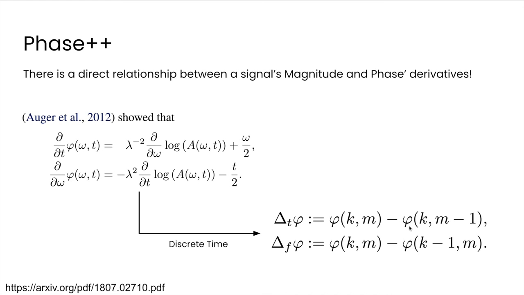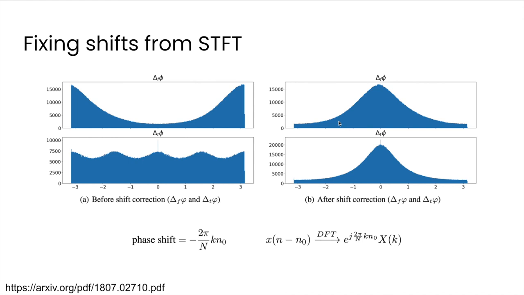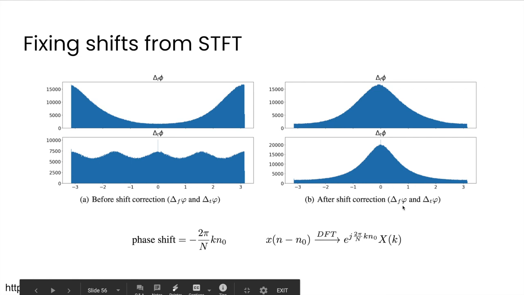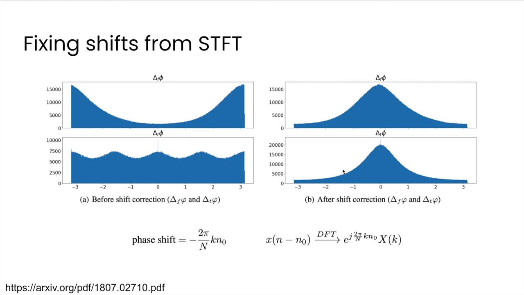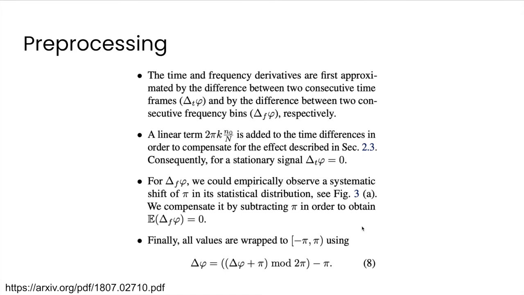All right, another thing is that we have to fix some shifts in the phase that result from the short-time Fourier transform. You can see that there's a little bit of finagling that goes on when you calculate what's called the discrete Fourier transform for each slice of time in the signal, which is essentially how you do the short-time Fourier transform. And we need to correct it by a certain amount. And this is what they did here. This is the before and this is the after. And then the phases go along with a more Gaussian distribution. All right, so as I said before, there needs to be that pre-processing of the data to calculate what we showed earlier with the relationship between magnitude and phase. So we're doing exactly that for both derivatives with respect to time and frequency.